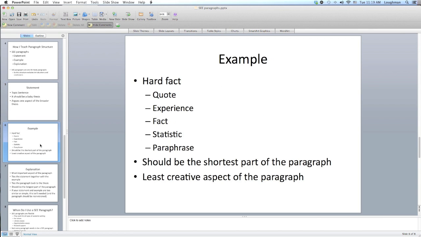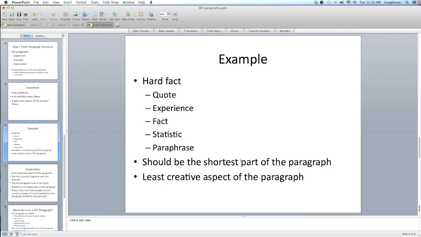The example is hard fact. So it's quotes, it's experience, personal experience. Hey, look, when I was in high school, this happened to me. I mean, that's a fact. That's not an opinion that happened, or you lied. But I can't really tell if you lied about your personal experiences. But it's hard fact, statistics. It's paraphrase. It's not your opinion. It just is. All right.